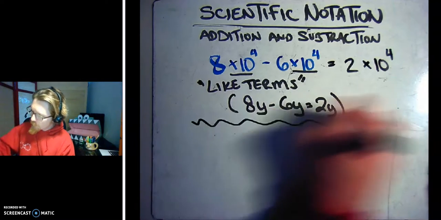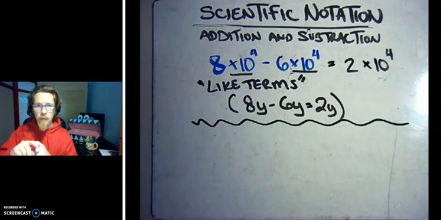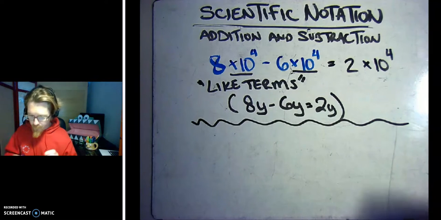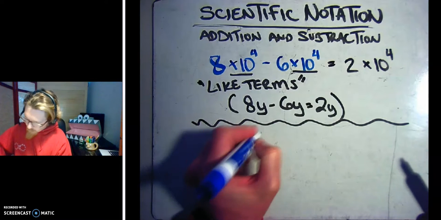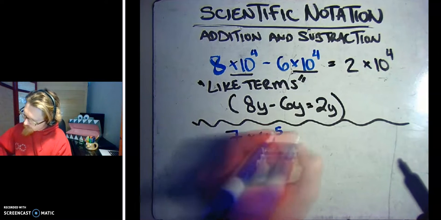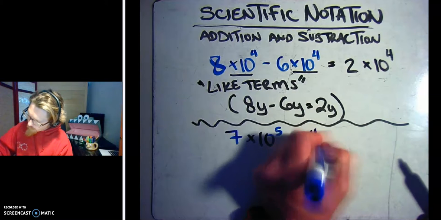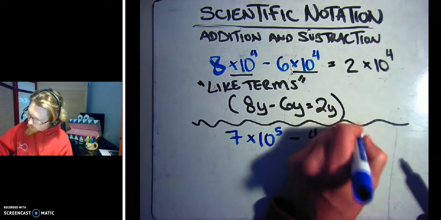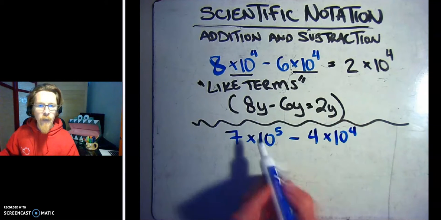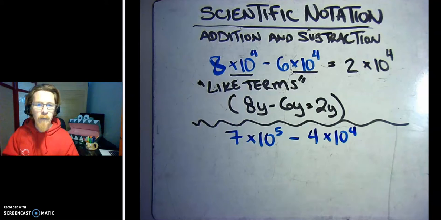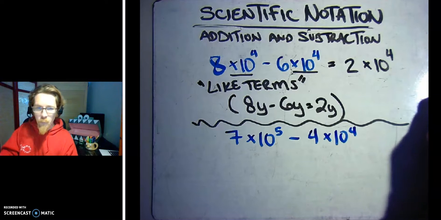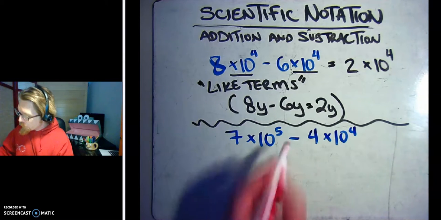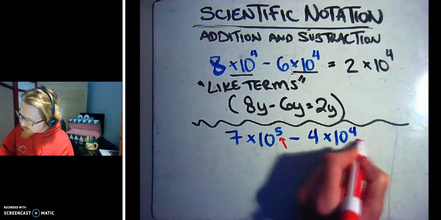But what happens when our powers are different? Let's look at the example 7 times 10 to the fifth, and let's take away 4 times 10 to the fourth. So now we see that our exponents are actually different. I have a 7 times 10 to the fifth and a 4 times 10 to the fourth. Well, using scientific notation, really what we want to do is we want these numbers to be the same.